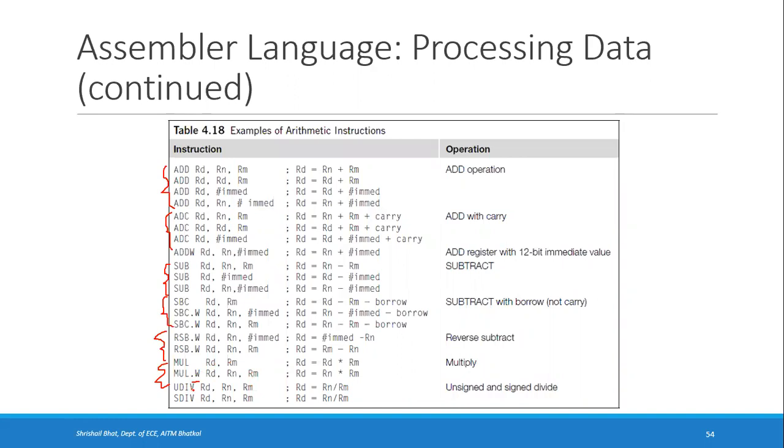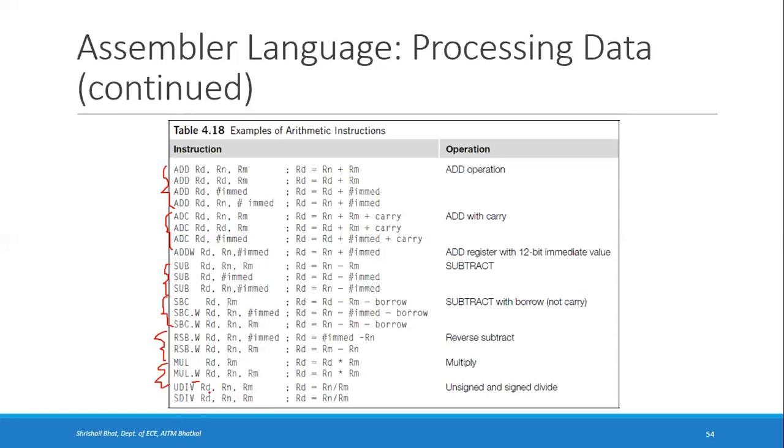Similarly, you have divide. In divide, you have unsigned division and signed division. UDIV stands for unsigned divide. SDIV stands for signed divide. Unsigned divide means it will take the numbers as unsigned without considering the sign. If you take signed divide, then if the MSB is 1, it will be treated as a negative number. Otherwise, it will be treated as a positive number.